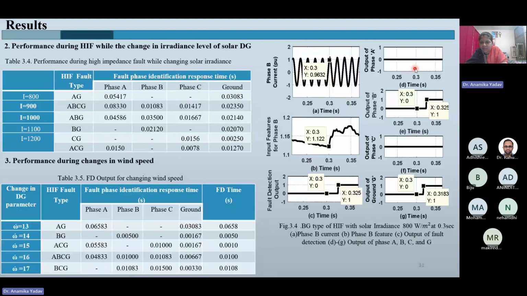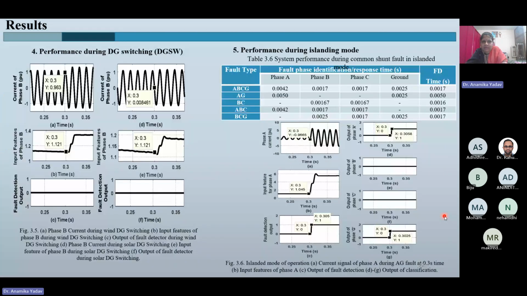But if we check the feature vector that is used to identify it, it gives you the changes in the input feature value after the presence of fault. So the fault detection output is high, and the particular phase which is faulty is also detected correctly. In this way, we can provide both low impedance and high impedance fault detection.